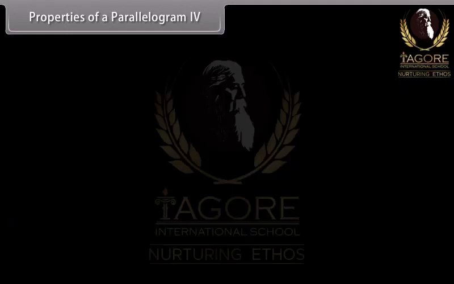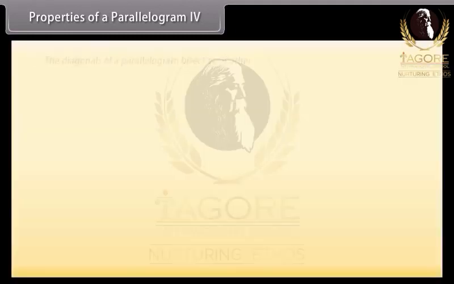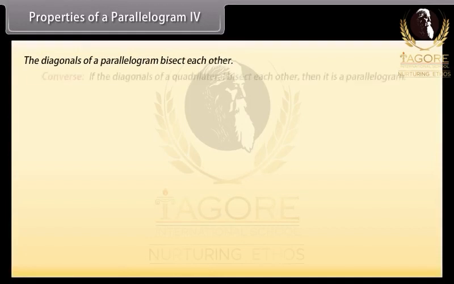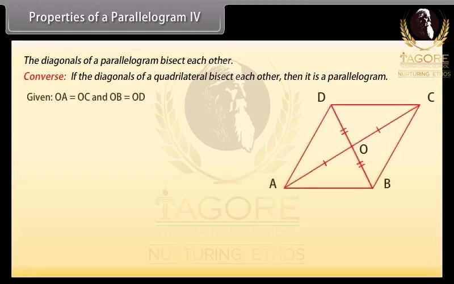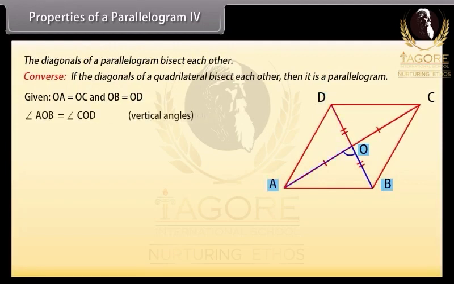Properties of a parallelogram 4. The converse of this theorem results in one more theorem. The converse says, if the diagonals of a quadrilateral bisect each other, then it is a parallelogram. Let us prove it. It is given that OA is equal to OC and OB is equal to OD. Angle AOB is equal to angle COD because these are vertical angles. Similarly, angle AOD is equal to angle BOC.